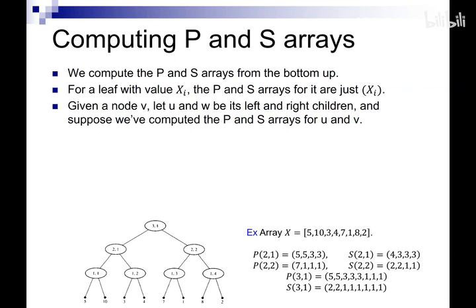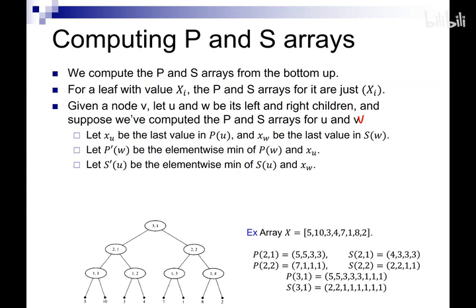Now suppose that you've computed the P and S arrays for 2 children, U and W, and let's say that U and W are the left and right child of node V over here. Sorry, this should be W over here. Now we're going to compute the P and S arrays for node V. To do this, let x of u be the last value in P of u, and x of w be the last value in S of w.